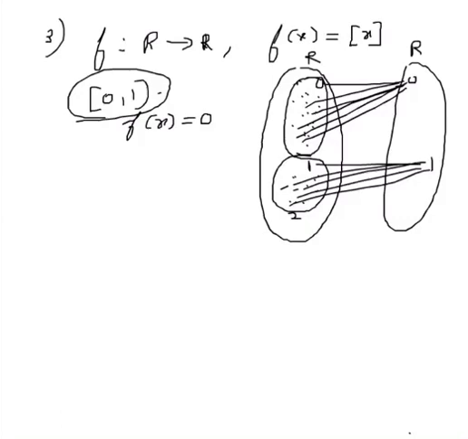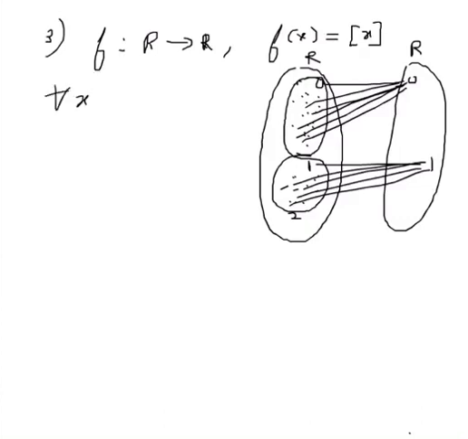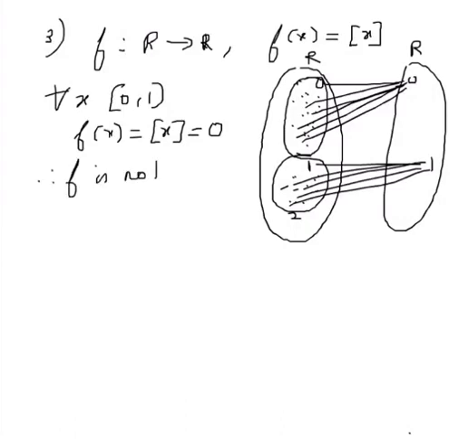So you can write this reason. For all x belonging to 0 to 1, f of x, that is the greatest integer function of x, takes the value 0. So many real numbers are there in this. Therefore, I can say that f is not 1-1. It is a many-one function.